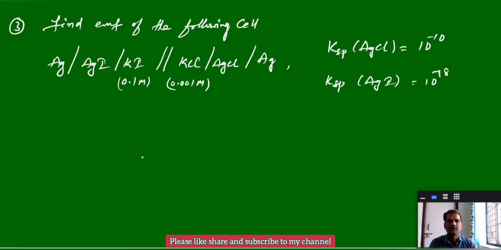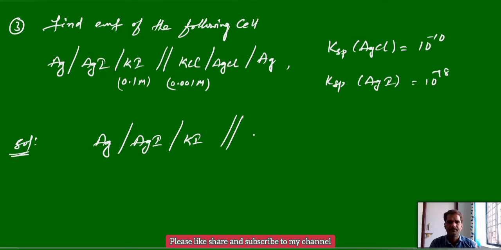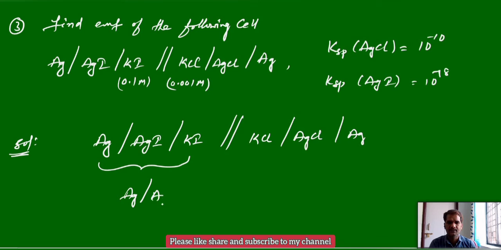So for this, how to find out the EMF of the cell. Now see, both are metal insoluble salt anion electrodes. One is an anode and one is a cathode. And this we can write, the cell is like this: Ag, AgI, KI, KCl, AgCl and Ag. We know that this anode is a metal insoluble salt anion electrode, this anodic reaction we can write like this. We can convert it into the simple metal ion electrode according to the previous knowledge.